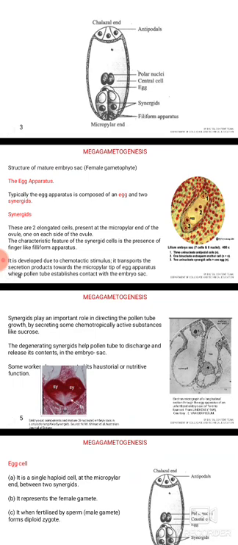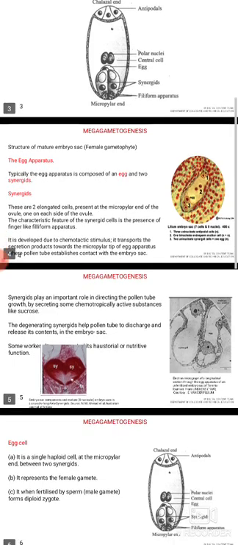This has an egg apparatus towards the micropylar region. This egg apparatus consists of an egg and two synergids. The synergids are two elongated cells present at the micropylar end of the ovule, one on each side of the egg. The characteristic feature of the synergid cell is the presence of a finger-like filiform apparatus.